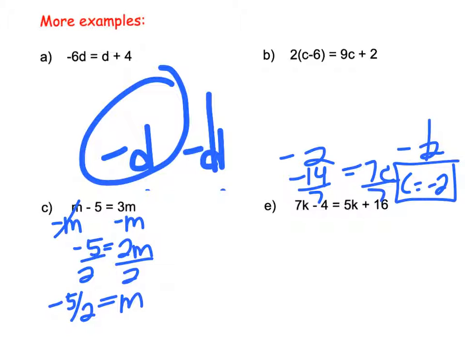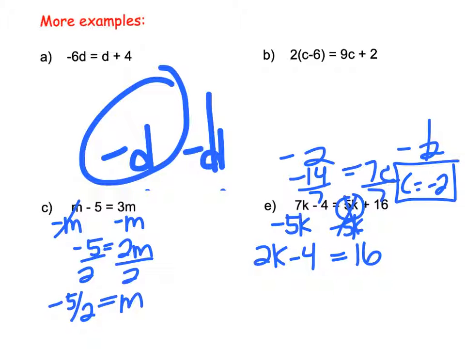Letter E, I have variables and constants. I need to collect my variables on one side and my constants on the other. So I'm going to move my 5k by subtracting 5k from both sides. That becomes 0, and so it's gone, and you are left with 2k minus 4 equals 16.